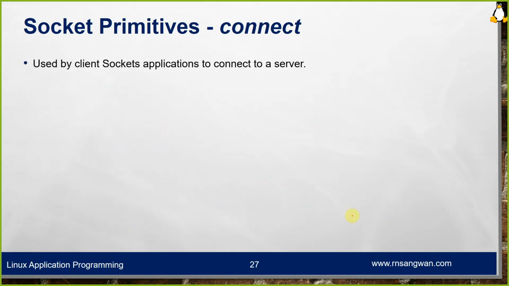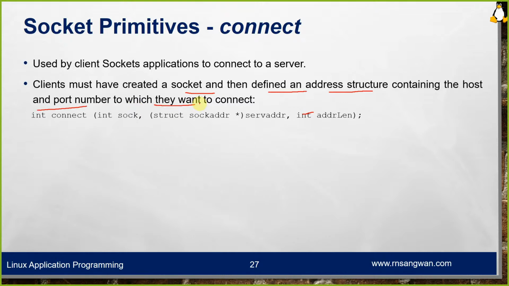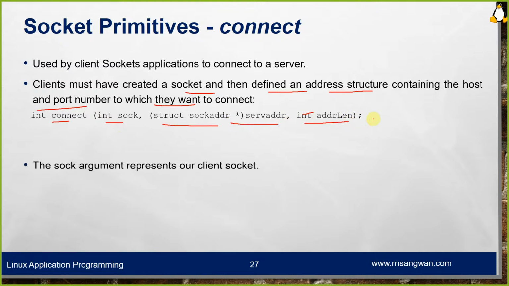Then we have the connect function. It is used by client socket applications to connect to the server. The client must have created a socket and then define an address structure containing the host and the port number to which they want to connect. And this is how we use integer connect, socket, and the process is the same. You will find the repetition, they have the same prototype.